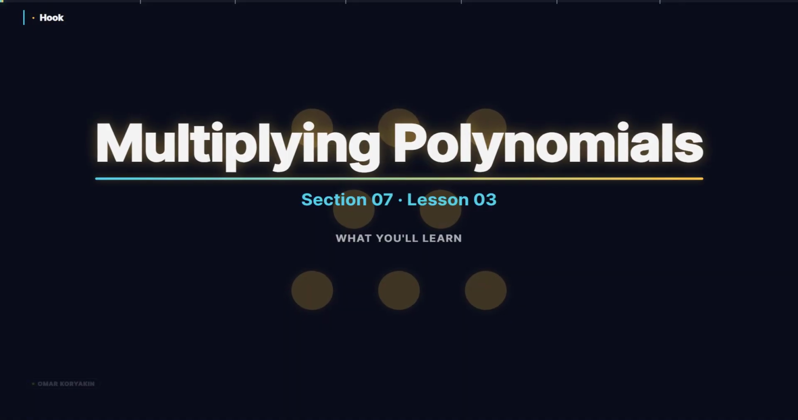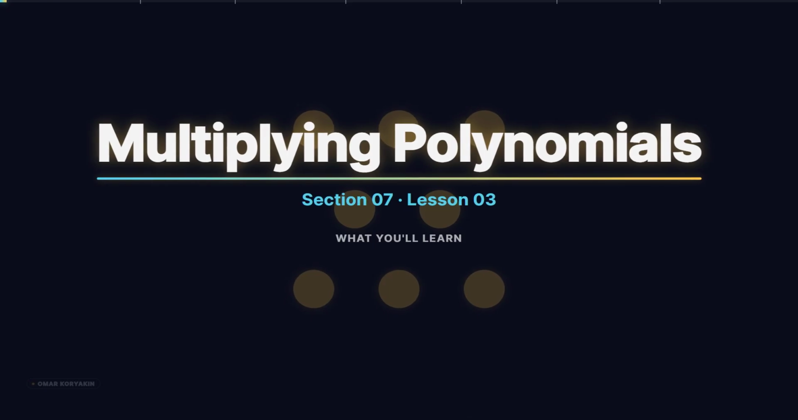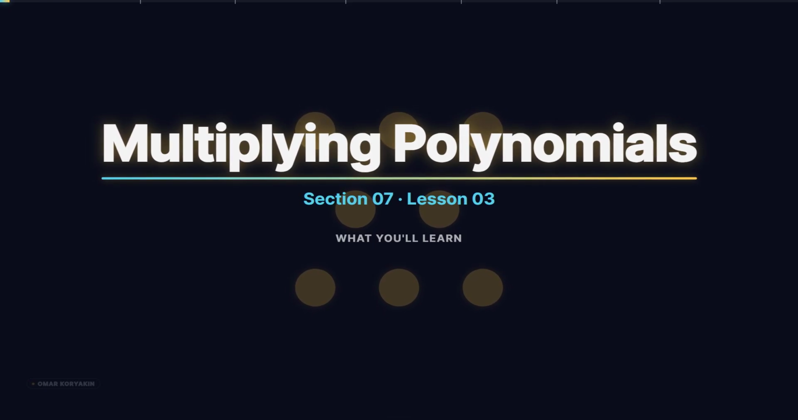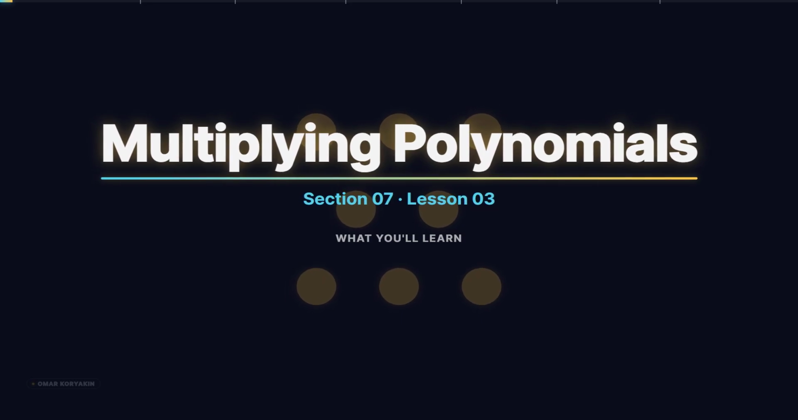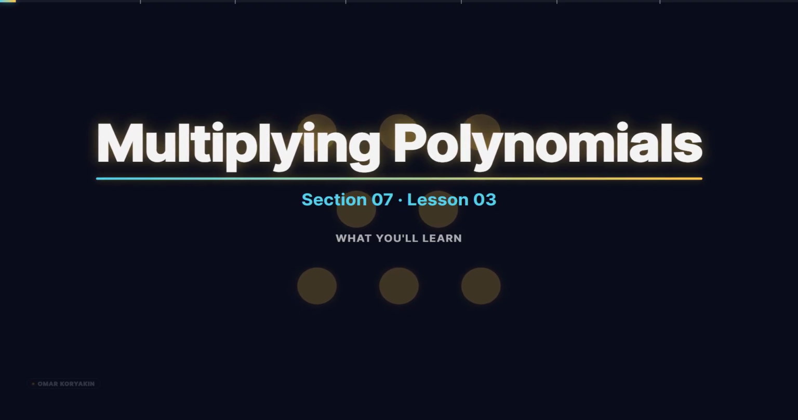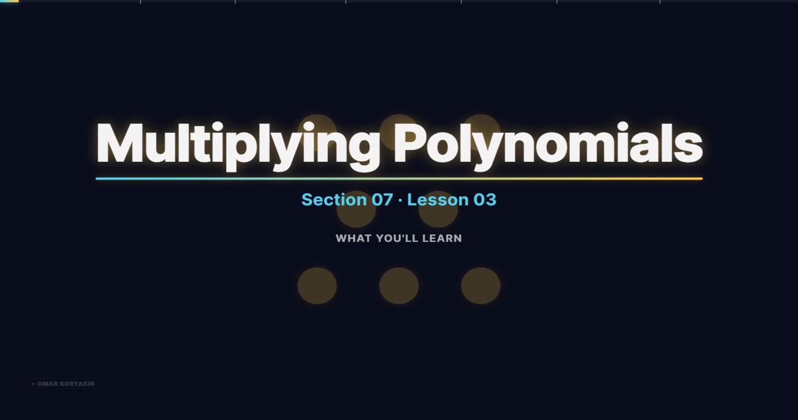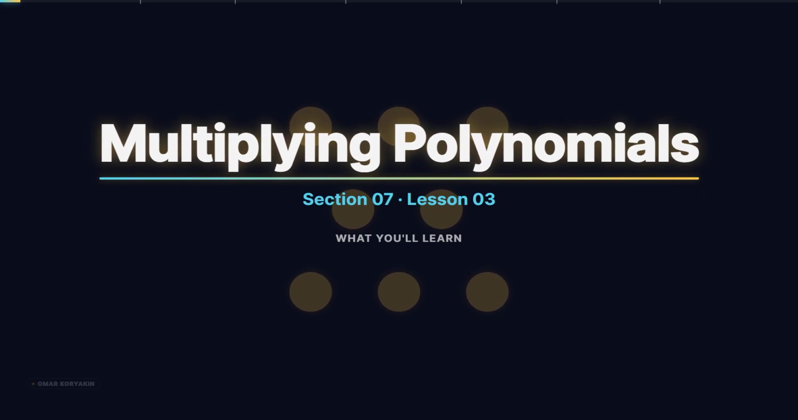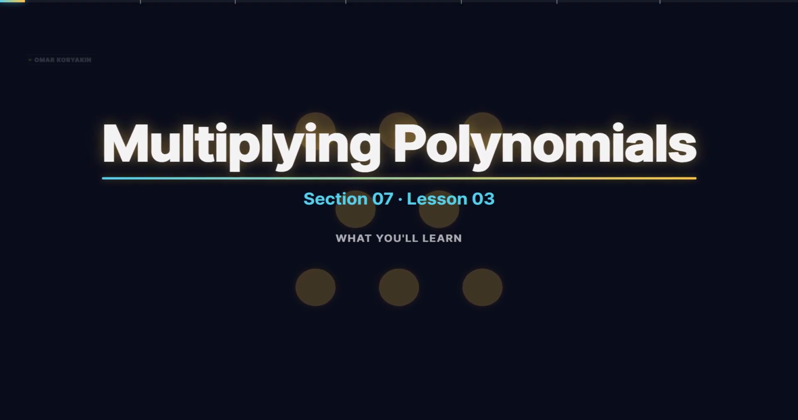Welcome to Section 7, Lesson 3. In the previous lesson, we added and subtracted polynomials using the like terms rule. Today, we tackle polynomial multiplication, which uses the distributive law applied repeatedly. The mechanic is mechanical and produces exact answers reliably for any pair of polynomials, regardless of how long either polynomial is. Multiply every term of the first polynomial by every term of the second polynomial, then collect like terms.